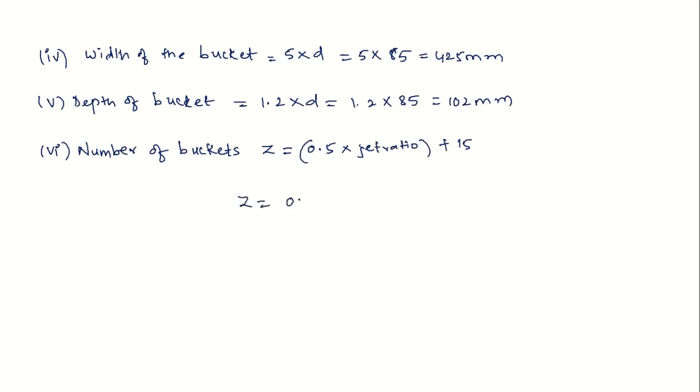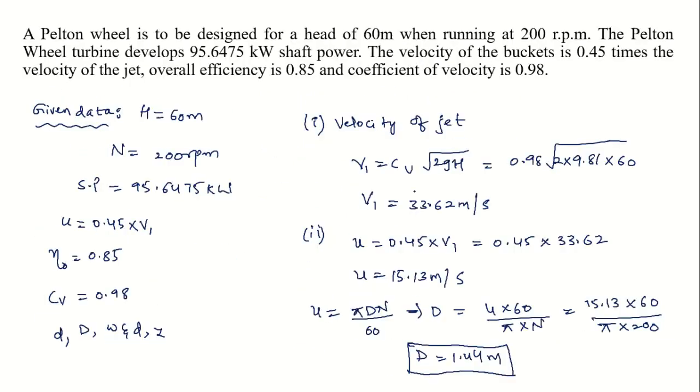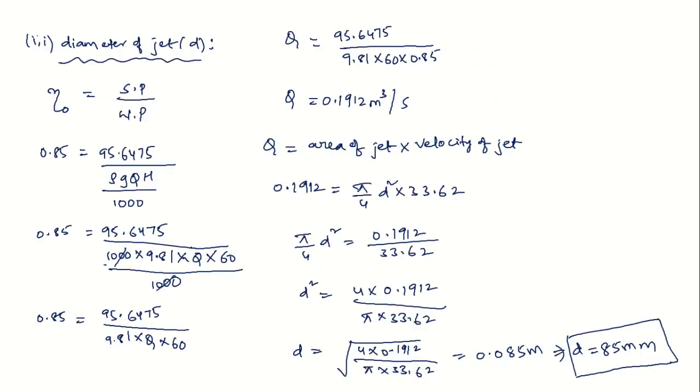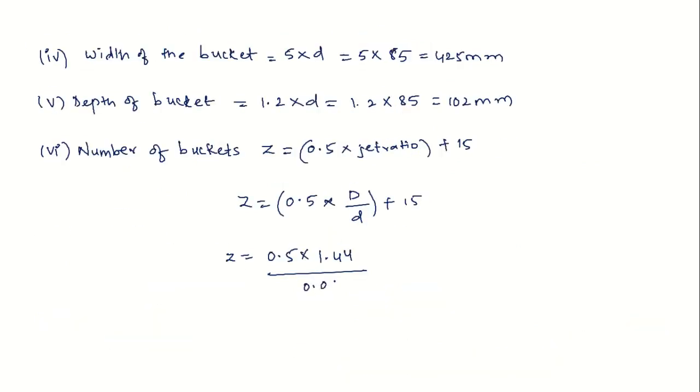So which is equal to 0.5 into jet ratio, which is d by d, the diameter of the wheel divided by the diameter of the jet. So let's substitute 0.5 into, what is the diameter of the wheel we got? We got capital D as 1.44 meters. 1.44 divided by small d, I'm substituting in meters, so I will put 0.085, plus 15. If we solve this, we get around 23.5 as the answer, which means approximately 24 buckets we will be mounting on the wheel.